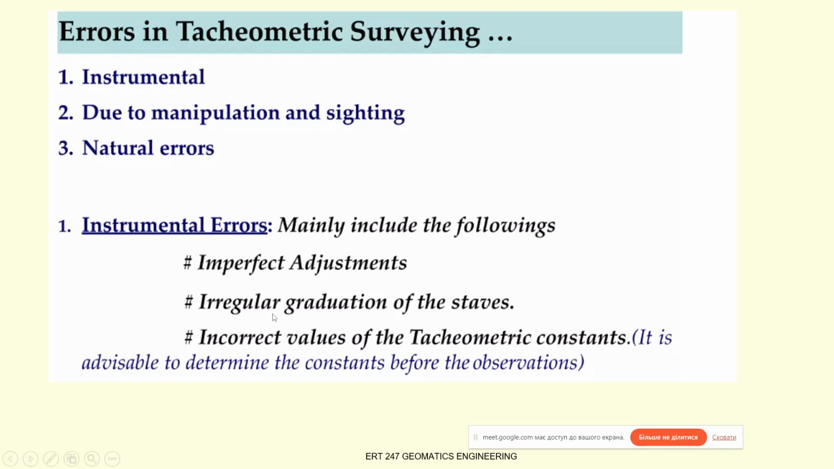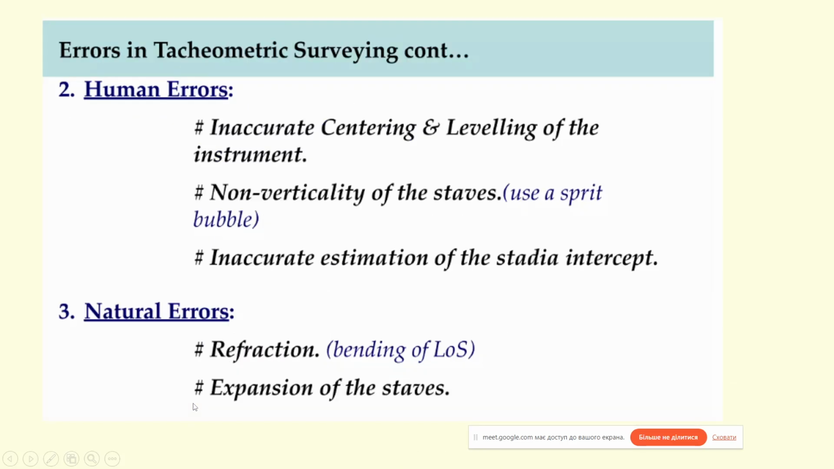The second one is irregular graduation of the staves. This error can be overcome by measuring the graduation with a special small, very precise ruler. The third one is incorrect values of the tachyometric constants. It is advisable to determine the constants before the observations.